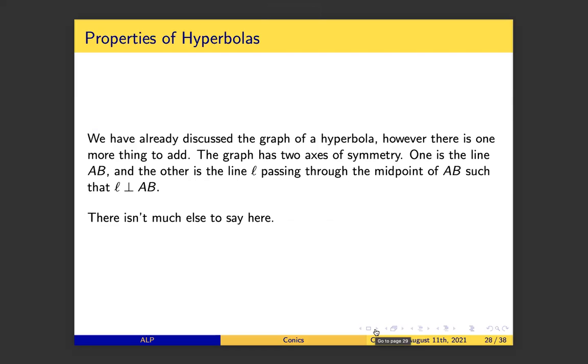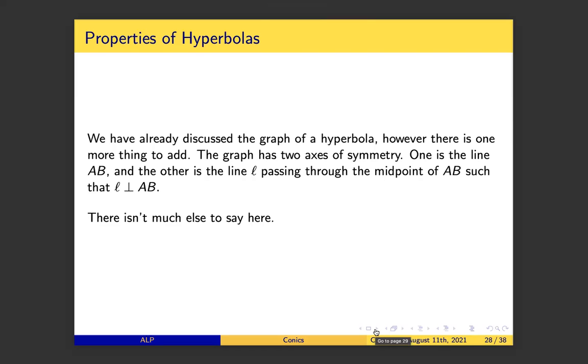And now the properties of hyperbolas. We've already discussed the graph of a hyperbola. However, there's one more thing to add. The graph has two axes of symmetry. Symmetry is pretty common in conics. In fact, as you see, all of our conics are symmetric in some way.